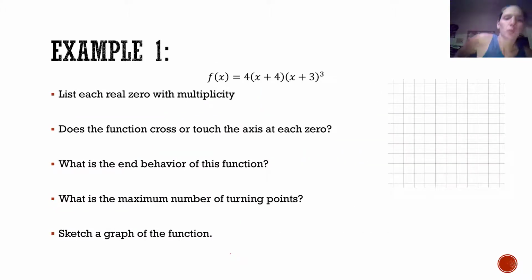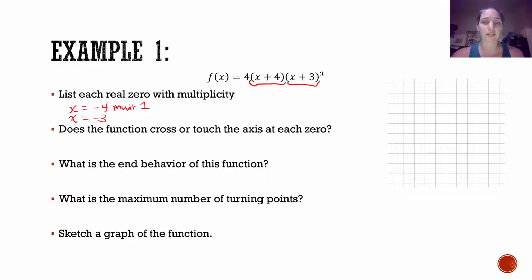So we'll do that. We have a polynomial here. It is f of x equals 4 times x plus 4 times x plus 3 cubed. So we're going to list each real zero with multiplicity. So if we have the factors, then we have the zeros. x equals negative 4 and x equals negative 3. Those are the two zeros here. What are their multiplicities? Well, negative 4 has a multiplicity of 1. Its factor, its parentheses, is not raised to any power, so that's an implied 1. Negative 3, though, is raised to the third, so its multiplicity is 3.